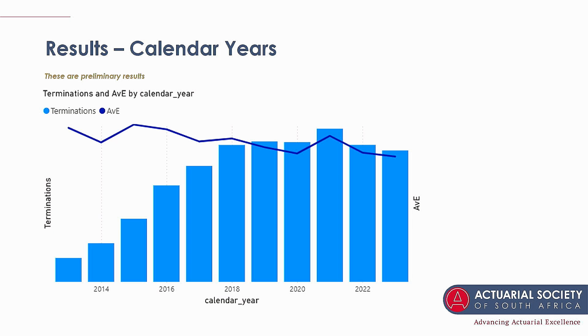But there's a few things to be said about this A versus E curve. The first is, remember that lower A versus E is worse for terminations. That's in incidence, it's the other way around. So if you get more terminations, that's a good thing, and that will give a higher A versus E.